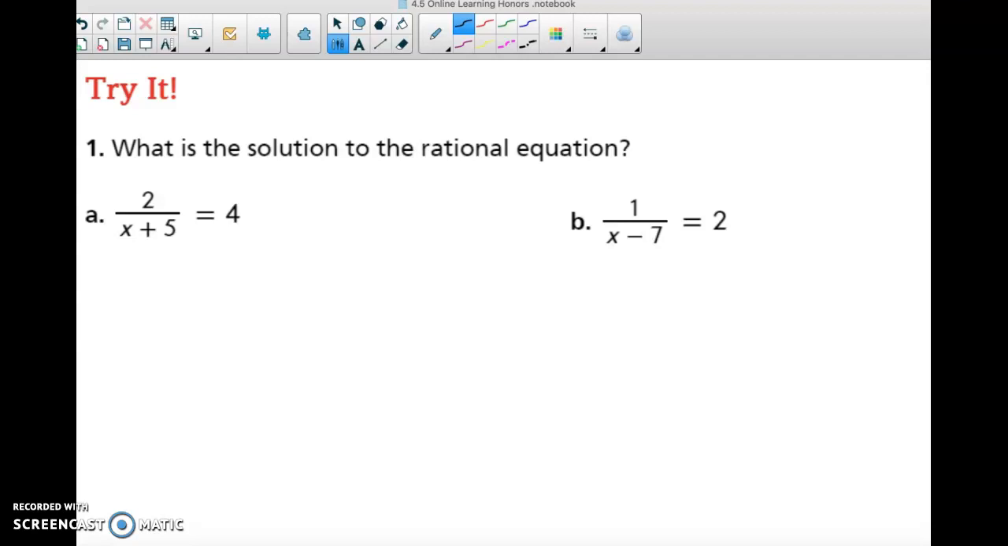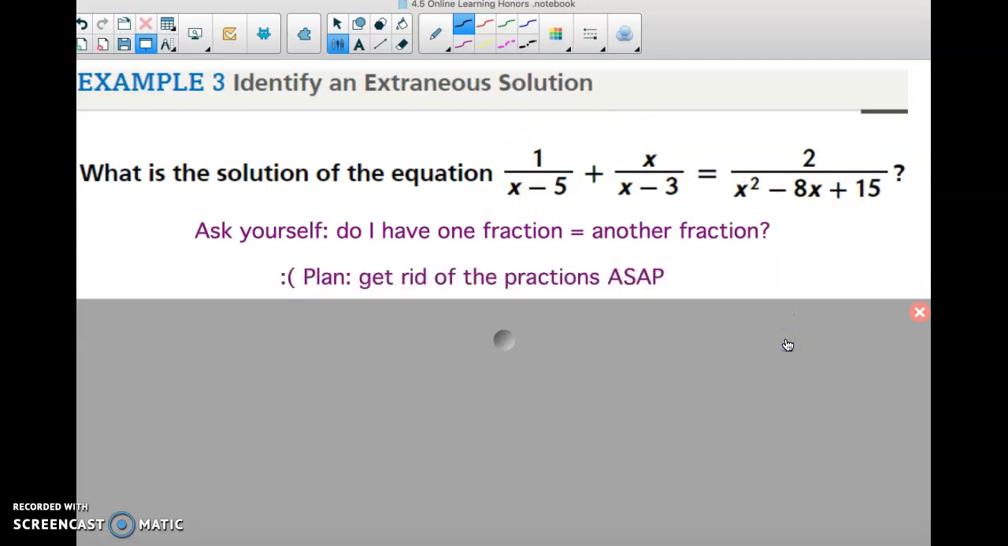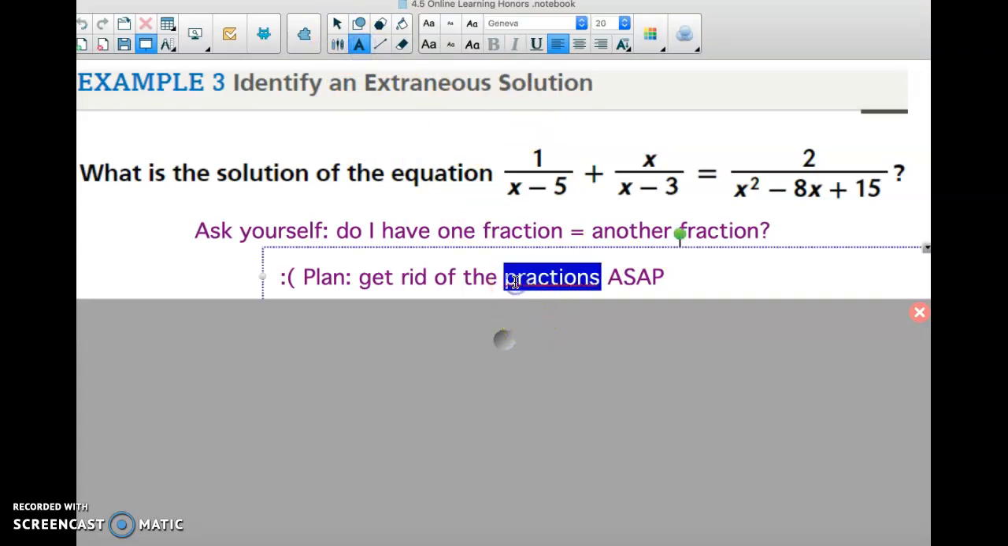Okay, the next example that we're going to look at, we're going to go back to that question. Do I have one fraction equaling another fraction? I don't, right? It's so sad. I have 2 fractions that are being added over here equaling one fraction. So I have to get another plan, okay? My plan isn't cross multiply anymore. We can't do that. I need to get rid of the fractions ASAP, okay?